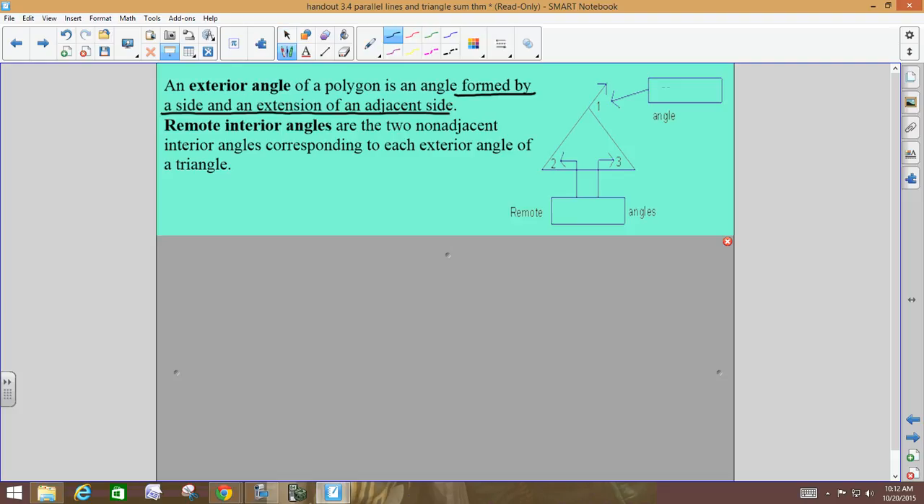So here we have the right side of the triangle, and then an extension of the left side. Extension, it goes past, it's extending on. Angle 1 would be an exterior angle. It's outside of the triangle. It's formed by one side and then the extension of another side. Extension, it's going past the vertex, the intersection.